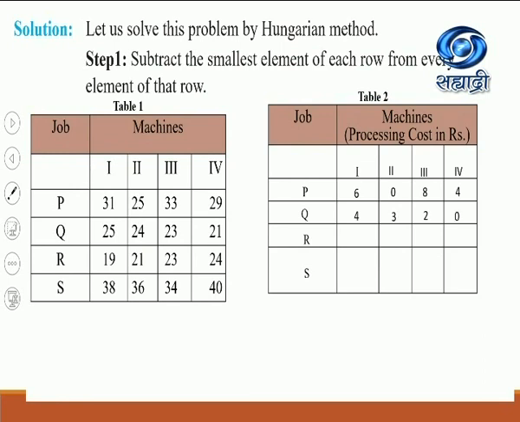Third row, the smallest element I can see is 19. So subtract 19 from each and every element. So we get 0, 2, 4 and 5. Last row, now the smallest element is 34. So subtract it, we get 4, 2, 0 and 6.